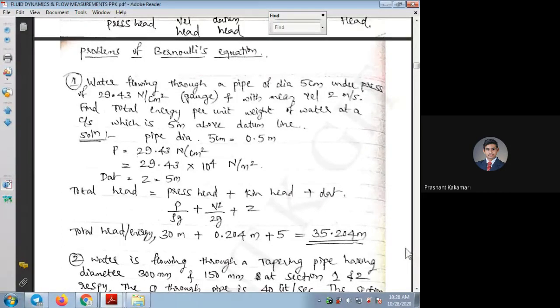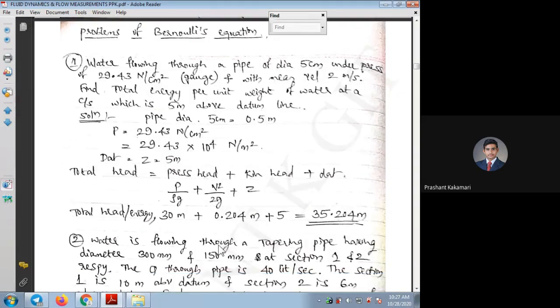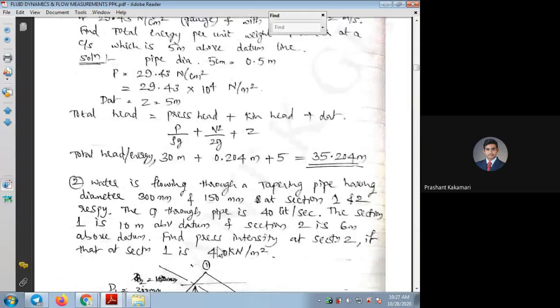Okay, please keep this equation in mind. Next problem we can see. So this is just to understand the importance of Bernoulli's equation. Now, the total energy present in the water at 5 meters height at this pressure is how much? 35.204. At this head the water is available. Once the tap is open, it will start falling. Okay, next we'll go to the other problem.